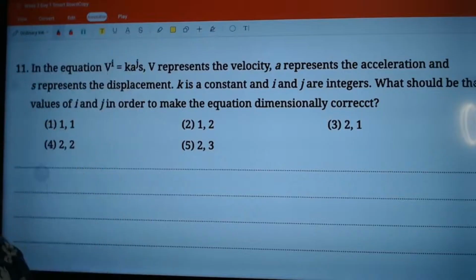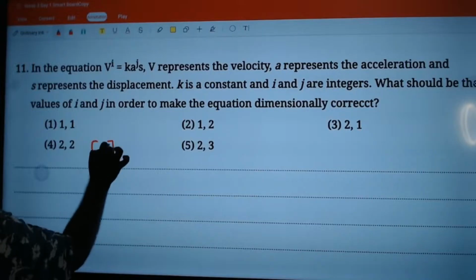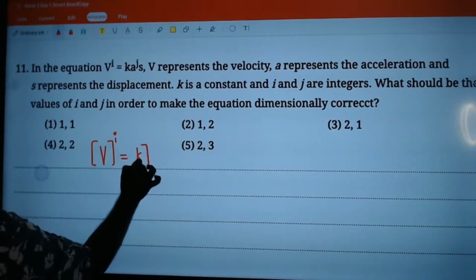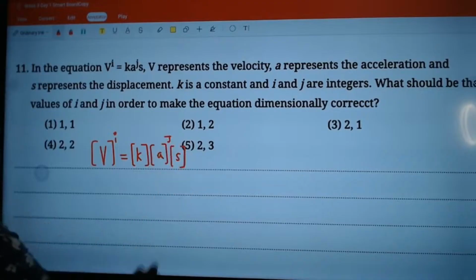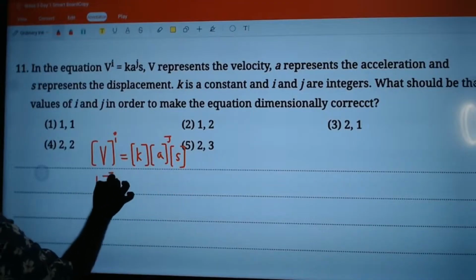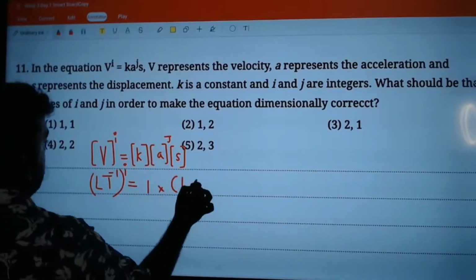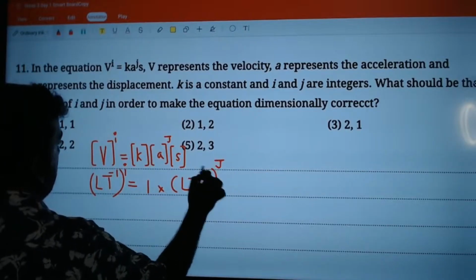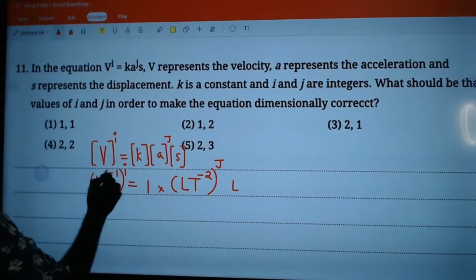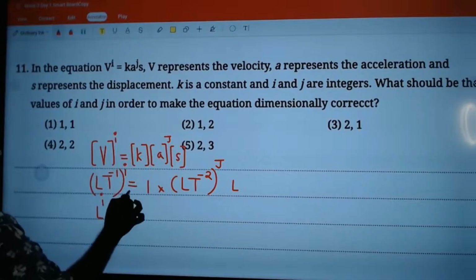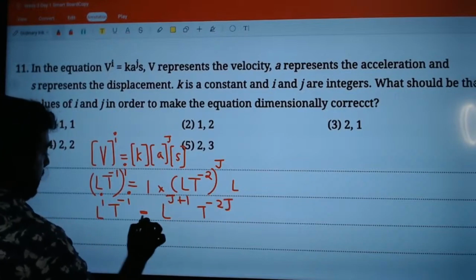In the EIAS, V represents velocity, A represents acceleration. What are I and J? So V to the power I, K, A to the power J. V is velocity, LT minus 1 to the power I. K is dimensionless. A is acceleration, LT minus 2 to the power J. S is displacement, L. These are very basic units and dimensions, you have done these things. L to the power I, T to the power minus I. L to the power J, don't forget here 1. T to the power minus 2J, right.